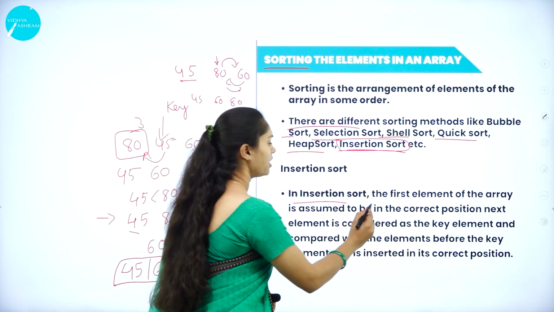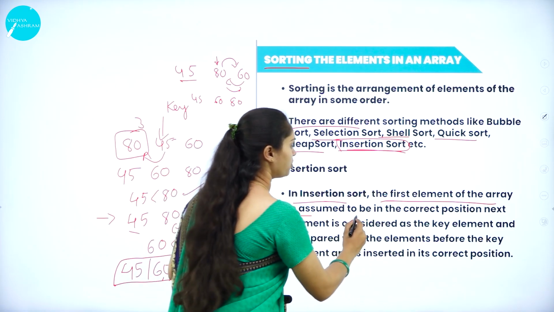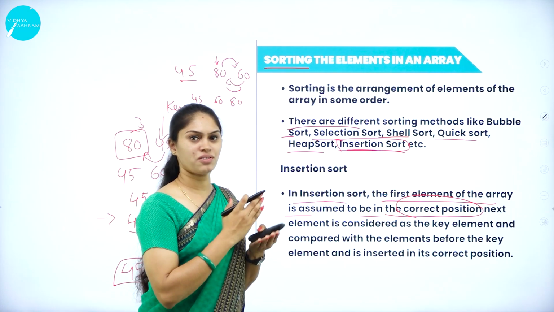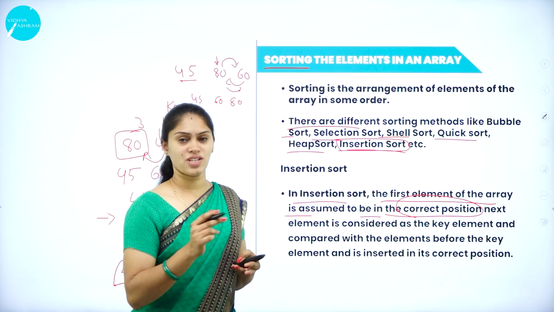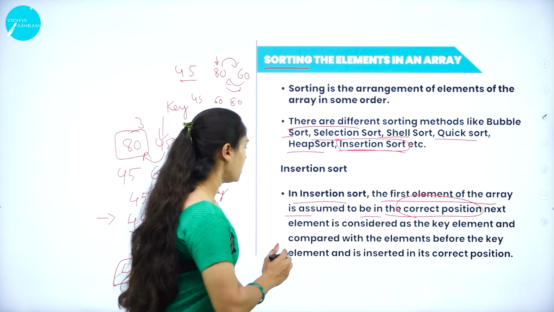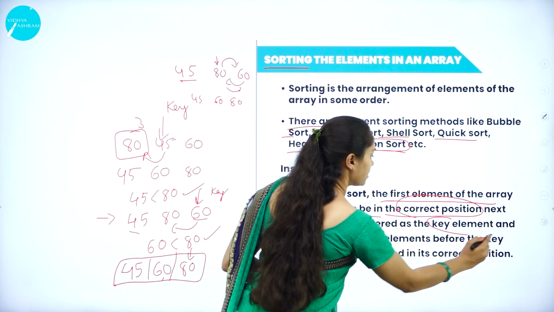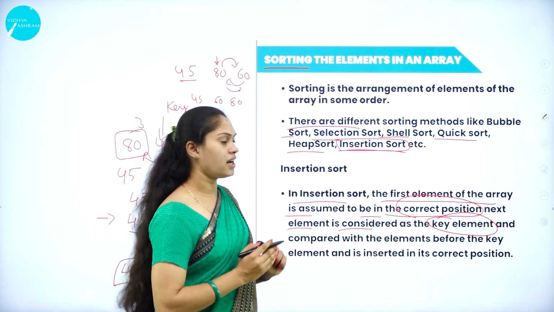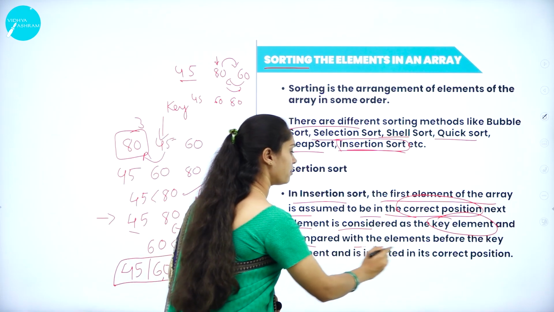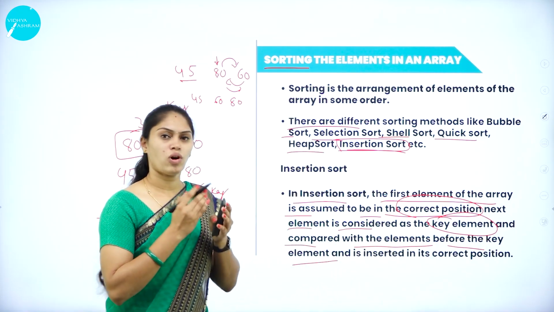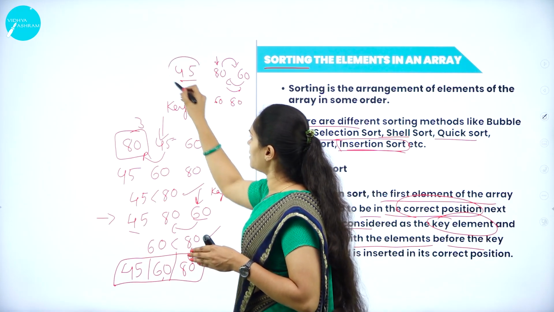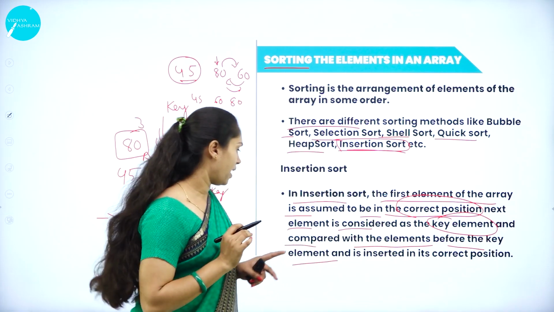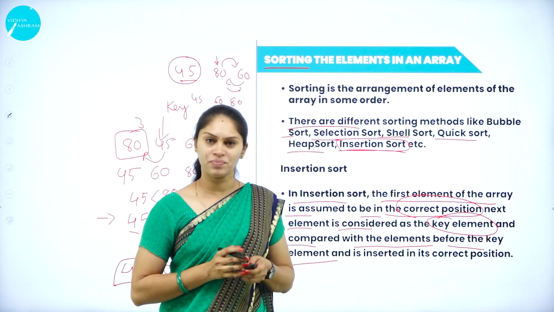In insertion sort, the first element of an array is assumed to be in the correct position. So we are just going to make an assumption that whatever element is in the first position will be in the correct place. Then the next element is considered as the key element. We consider the second element as the key element, and we are going to compare it with the elements before the key element. What do we have before the key element? That is the first element. So we are going to make a comparison between the second and first element and it will be inserted in the correct position.